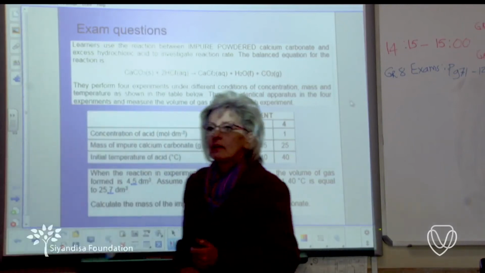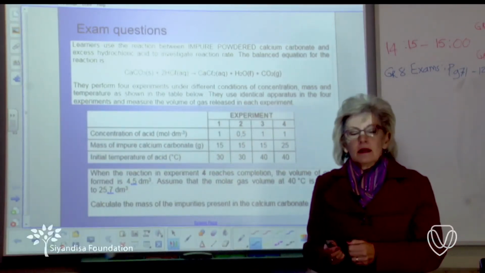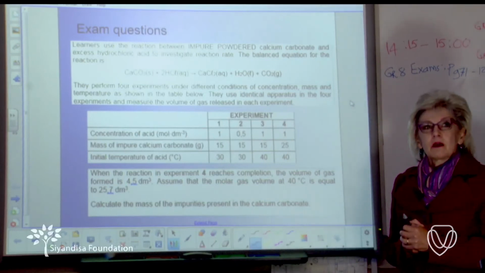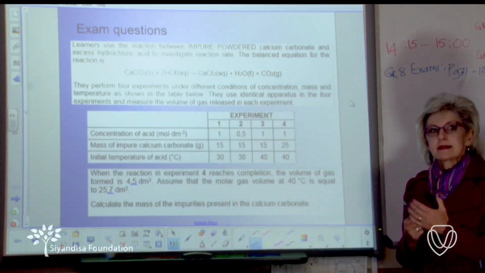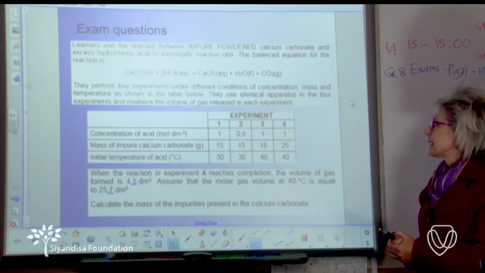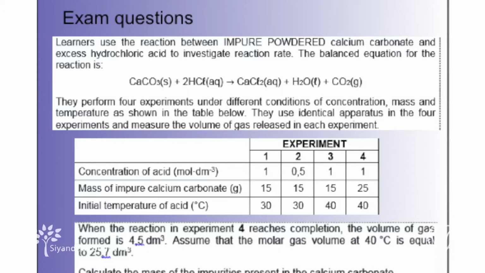So now we get to our first question. And these questions are all out of old exam papers, which means this is the type of question you should expect. Learners use the reaction between impure powdered calcium carbonate. Now, the moment that I read impure, I know what it means. It means that not every piece of that mass could react in the reaction, because in my reaction, I can only use the chemicals that are indicated in the reaction. The others are the impurities.